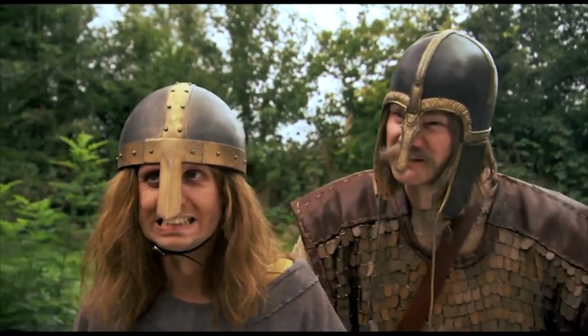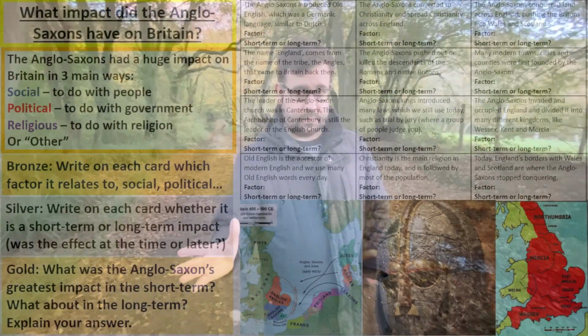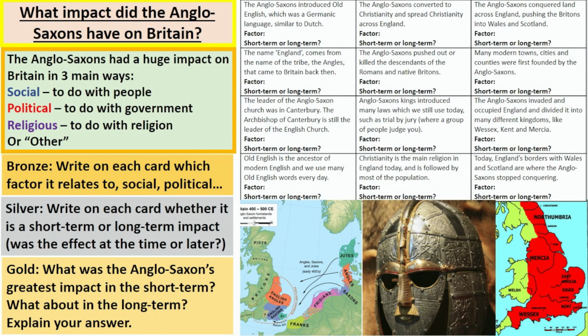With regards to the significance question, let's take the Anglo Saxons as our example. We need to think about the long-term and short-term consequences that they had on England when they arrived. So let's remind ourselves. Now, to complete this quick exercise, read through all of the impacts on the right hand side of the screen. First of all, see if you can put them into one of three categories. Social, to do with people; political, to do with government; or religious, to do with religion, Christianity, or anything else.